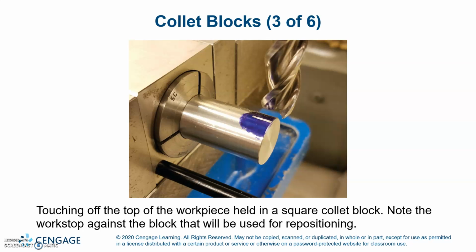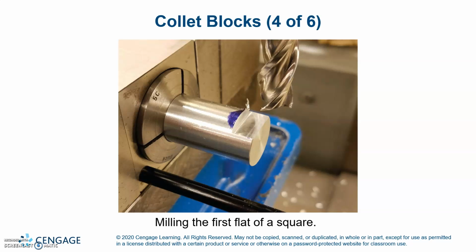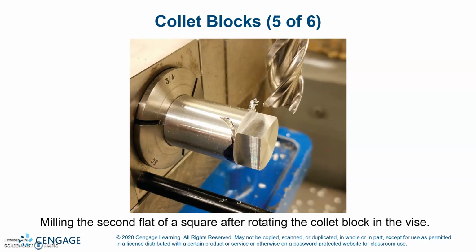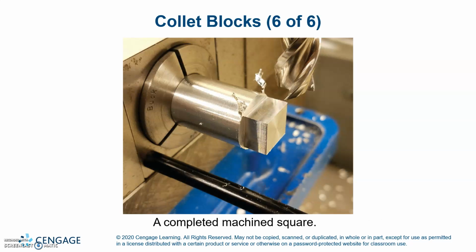Touching off the top of the workpiece held in a square collet block, note the work stop against the block that will be used for repositioning. Milling the first flat of a square. Milling the second flat of a square after rotating the collet block in the vise. Completed milled square.